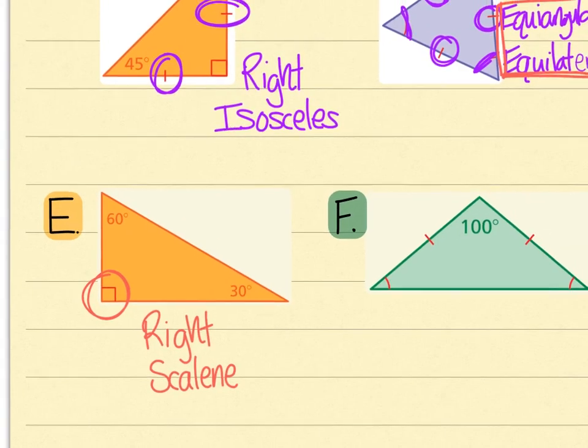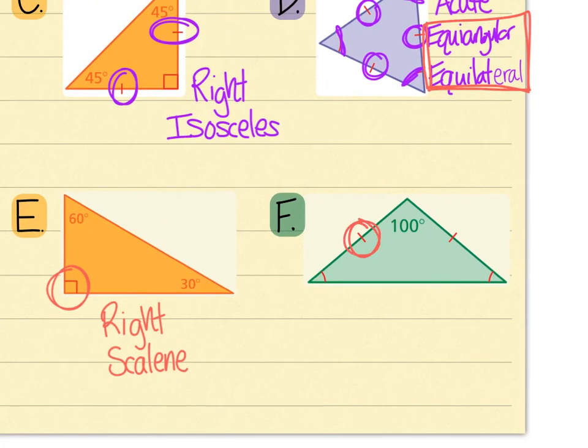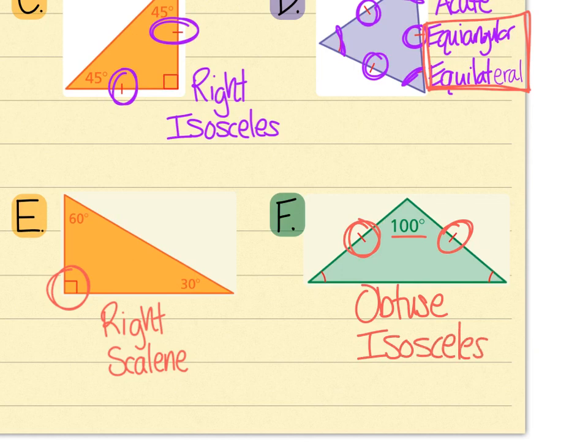And then for example F over here, we've got two of the sides being the same. And then it's a 100-degree angle there, which is obtuse. So it's obtuse isosceles, since two of the sides are equal. And I didn't even point this out yet, but there's a relationship in triangles: every triangle that has two sides that are equal will have two angles that are equal as well. So you'll notice an isosceles triangle doesn't just have two equal sides, it has two equal angles as well.